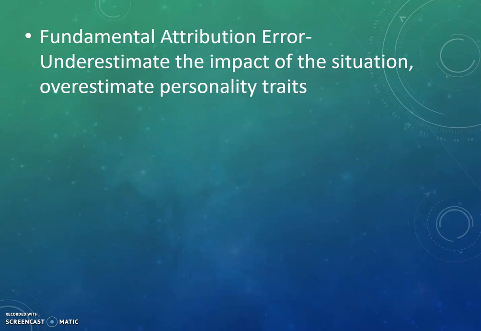So here's a term called the fundamental attribution error. Fancy word, but it's actually very easy to comprehend. It says sometimes we underestimate the impact of the situation and we overestimate the personality trait, meaning when someone is acting a certain way, we think, oh, well, that's who they are. That defines them. That is part of their personality. That's their default setting. But many times what's happening, it's all about the situation.